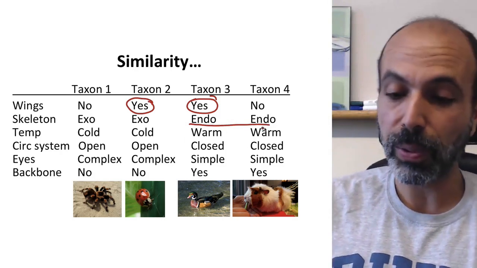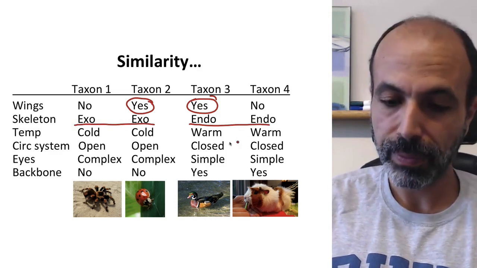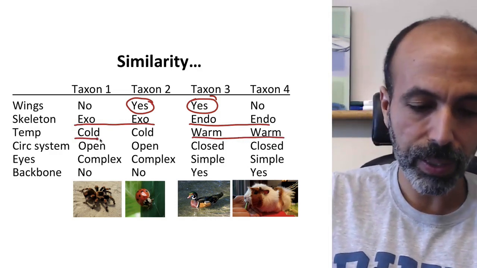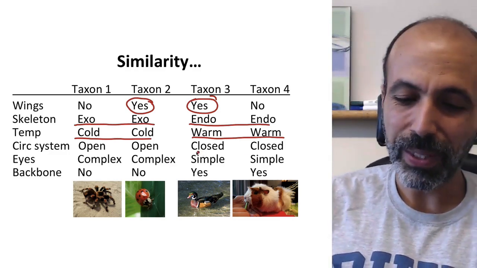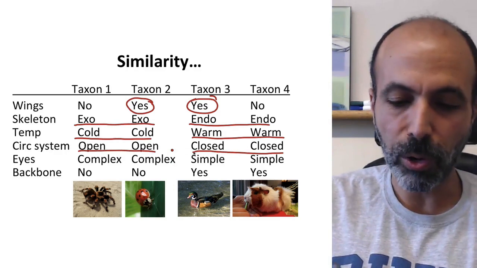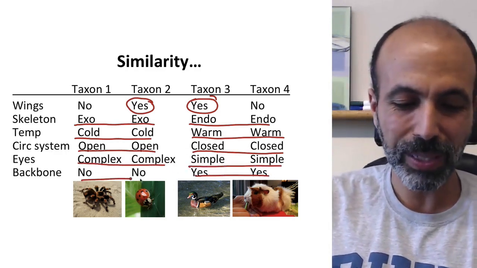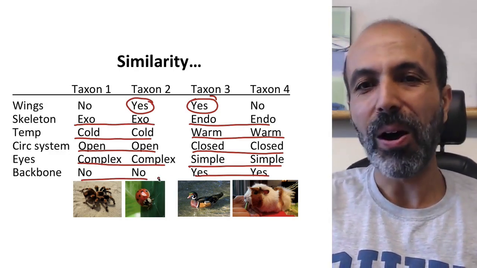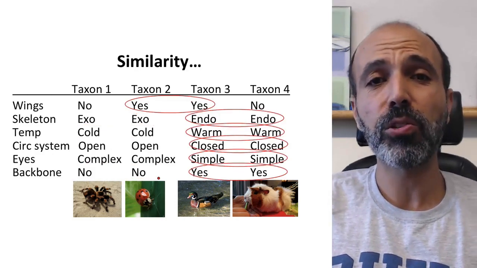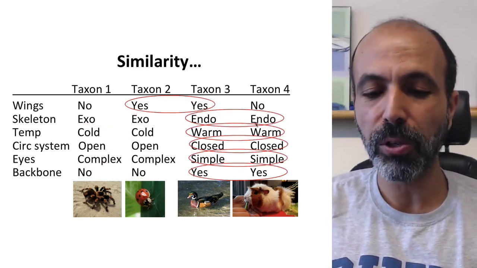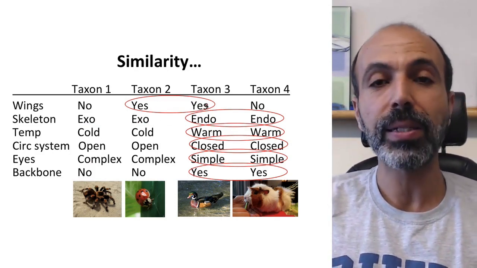These both have an endoskeleton, their skeletons inside their body, whereas these both have an exoskeleton. These two are warm-blooded, whereas these are cold-blooded. Though that's a little bit of a cheat that I'm not going to talk about in this video. These two have closed circulatory systems. These two have open. These two have simple eyes, whereas these two have complex eyes. And these two have a backbone, whereas these do not. So, on balance, when you look at the weight of all the evidence here, you see there's a strong relationship between taxon 3 and 4 as being similar, and 1 and 2 being different from them, even though this category of wings throws that off.